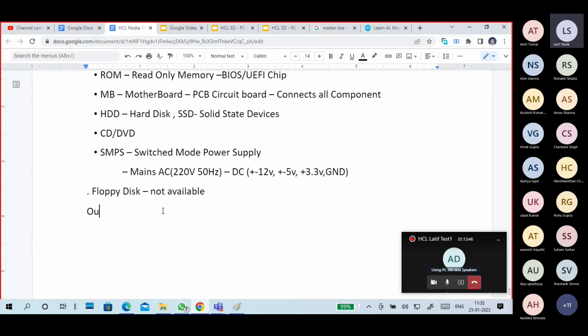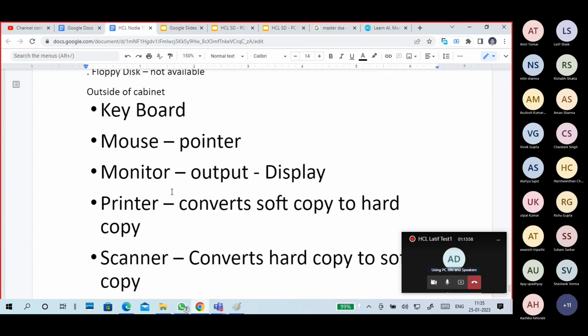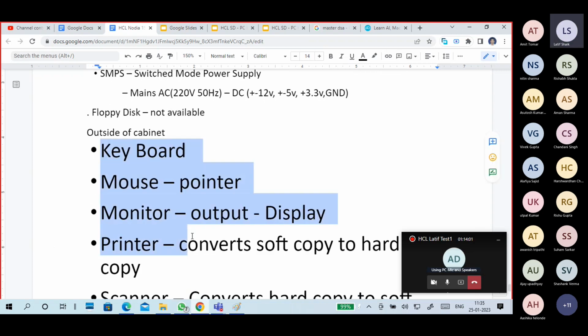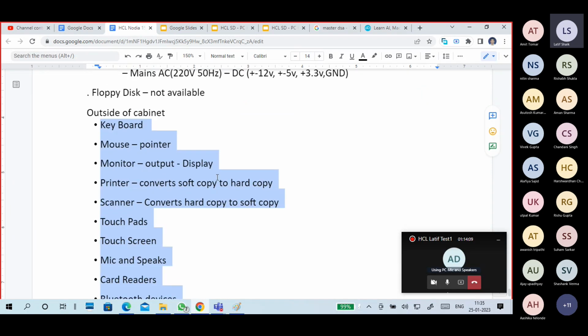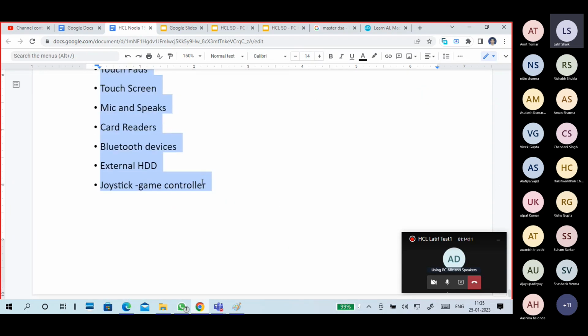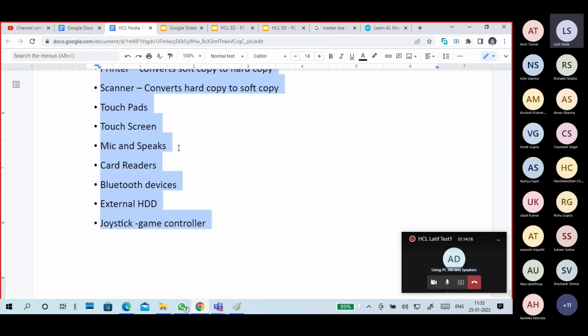Next one is outside of cabinet components. What are we connecting outside of the cabinet? Keyboard and mouse, right? Your joysticks, external hard disk, card readers, mics, speakers, printers, scanners, monitors.